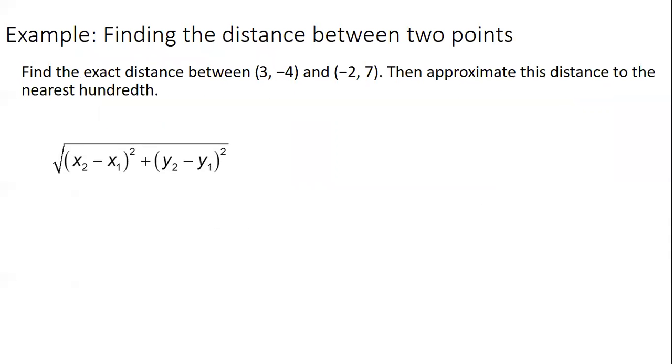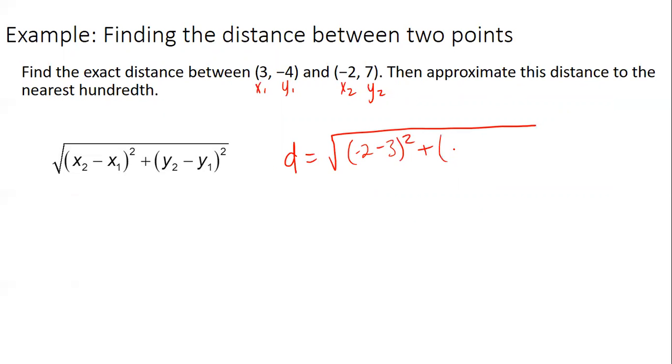So let's practice using the distance formula. So here we have 2 points, (3, -4) and (-2, 7), and we want to approximate the distance to the nearest hundredth. Okay, so you have your x1, your y1, your x2, your y2, and all you have to do is plug them into the formula. So d equals the square root of (-2 minus 3) squared plus (7 minus -4) squared.